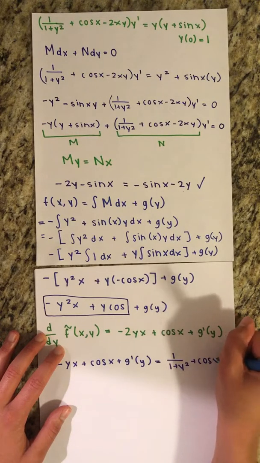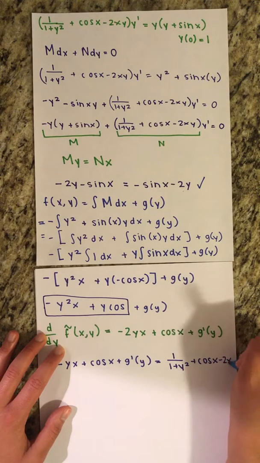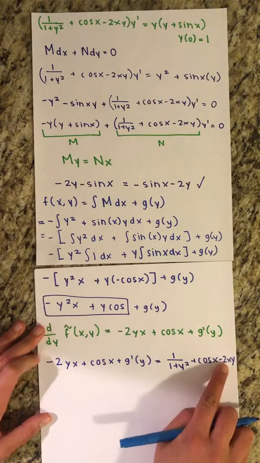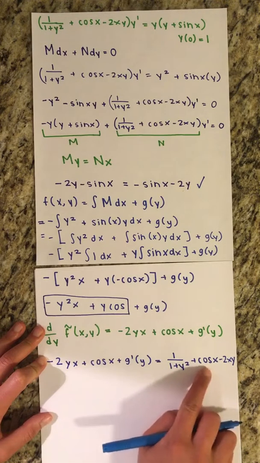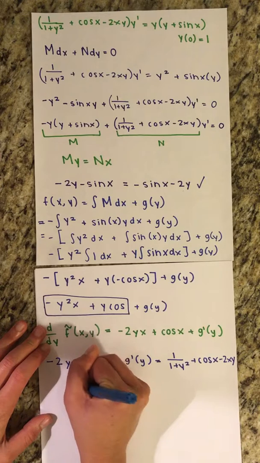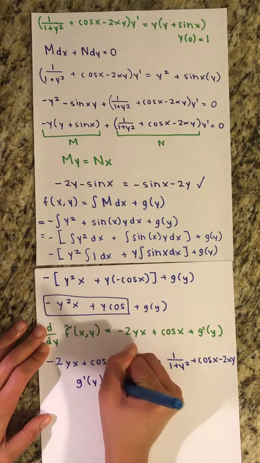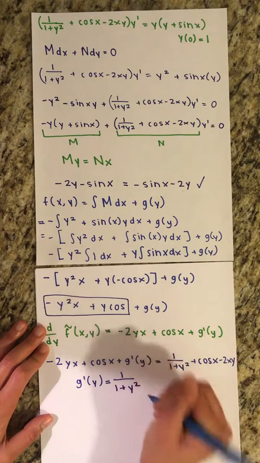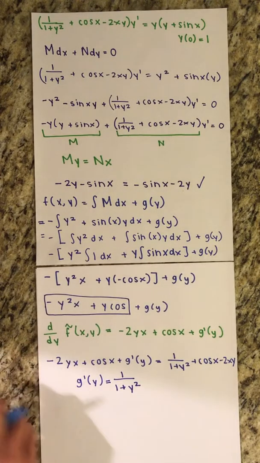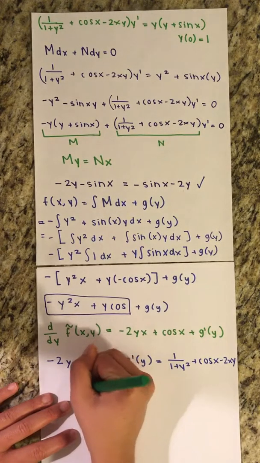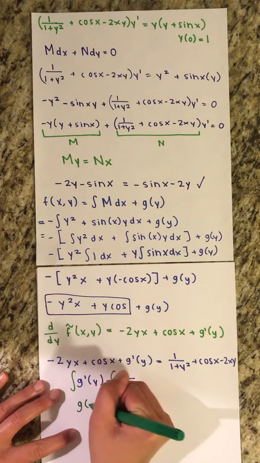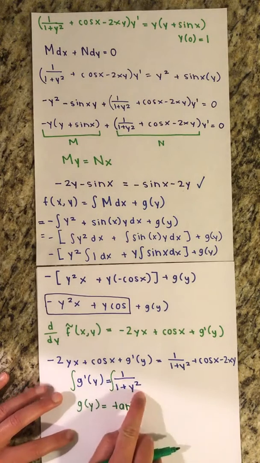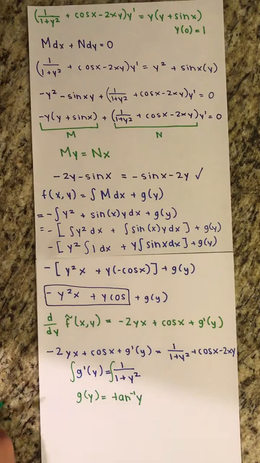And then from there, what you want to do is solve for g prime. So then when you solve for g prime, this 2yx cancels as well as the negative cosine x. So you're left with g prime of y equaling 1 over 1 plus y squared. And then what you want to do is find the g by itself. So you're going to take the integral, so then g of y equals tan inverse of y, and this is your identity, right?